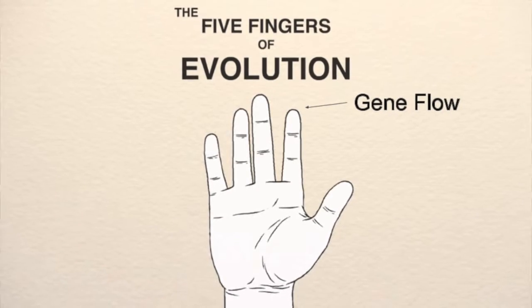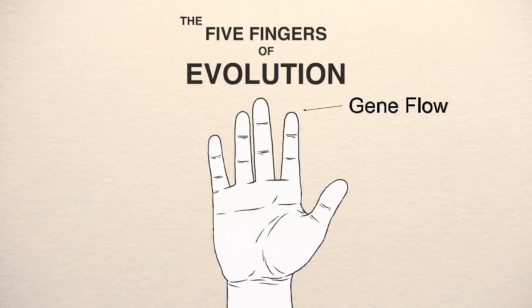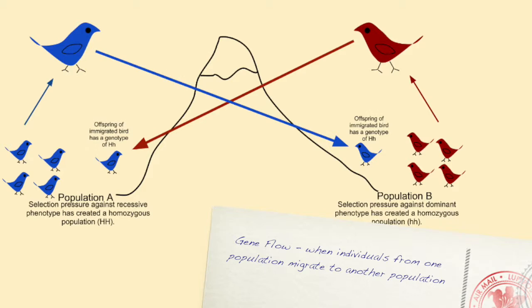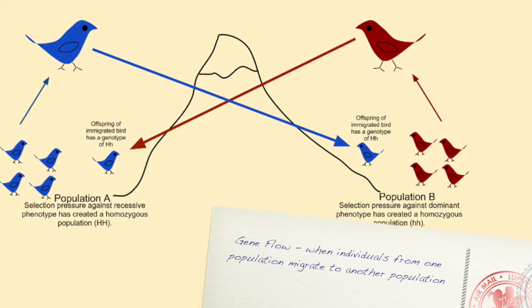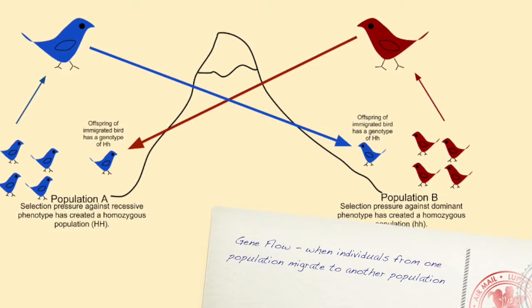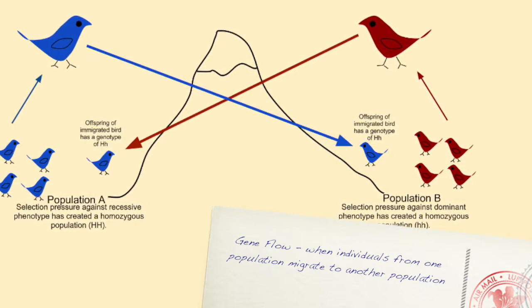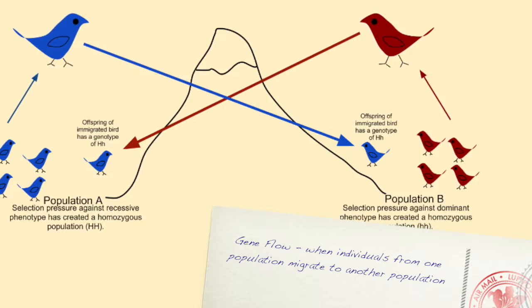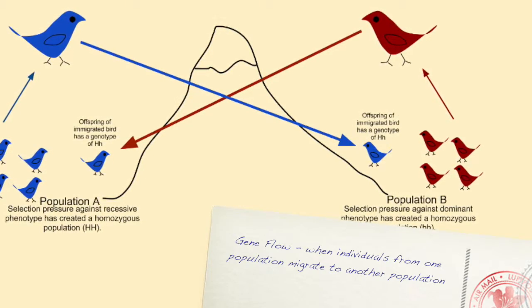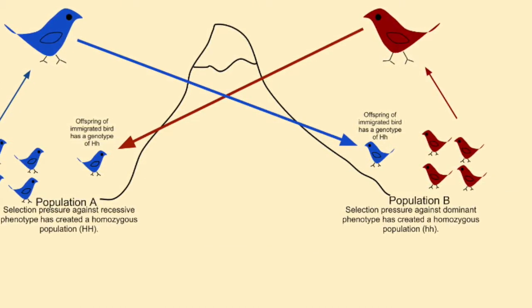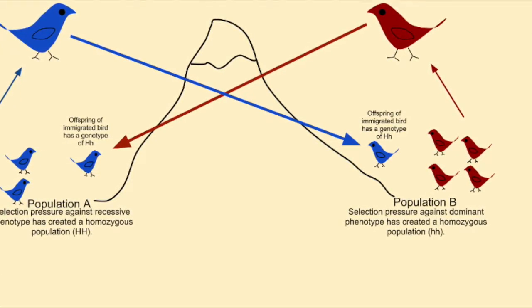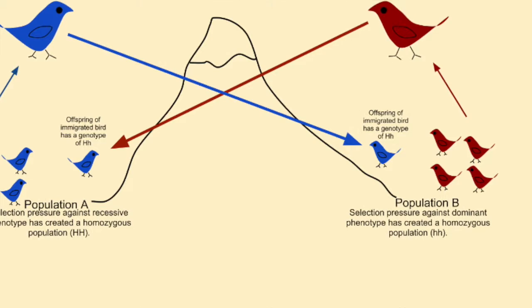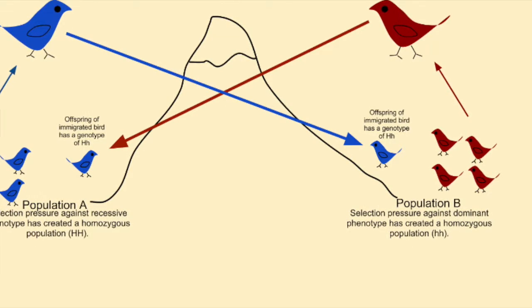The pointer finger is gene flow because you can move your index finger in many directions. Gene flow is when individuals from one population migrate to another population. So if individuals move to the environment of another population, it's gene flow. That's the basic idea. But specifically, the alleles from one population will transfer to the allele pool of the other population. At first, offspring will only be carriers of certain traits, but eventually there will be so much overlap that the allele frequencies of both populations will become the same.